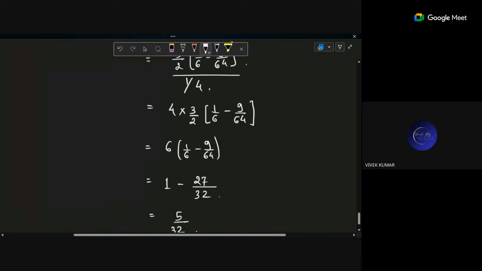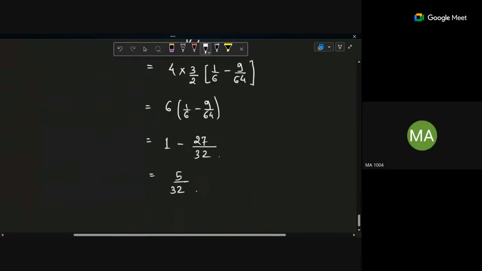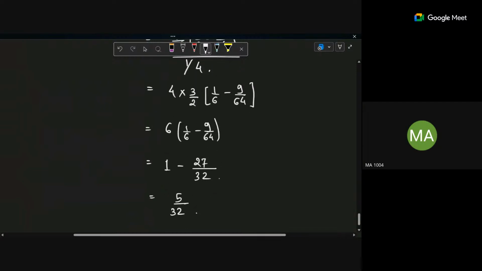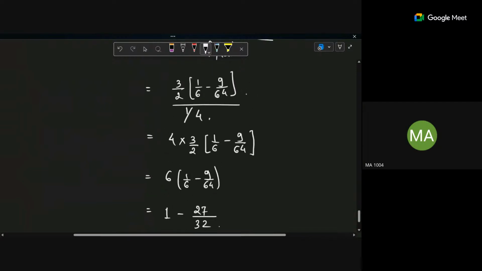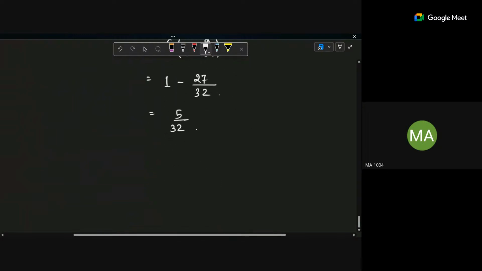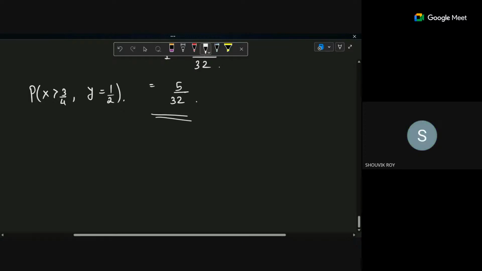Did you guys get this answer? Yes, ma'am. 5 by 32 I got. So sometimes whenever the calculation looks this tricky, just put the second value, the denominator, there, and things may be easy and time saving. So this was your conditional probability when x was taking values greater than 3 by 4 and y was taking value 1 by 2. So any doubt here? No, ma'am.